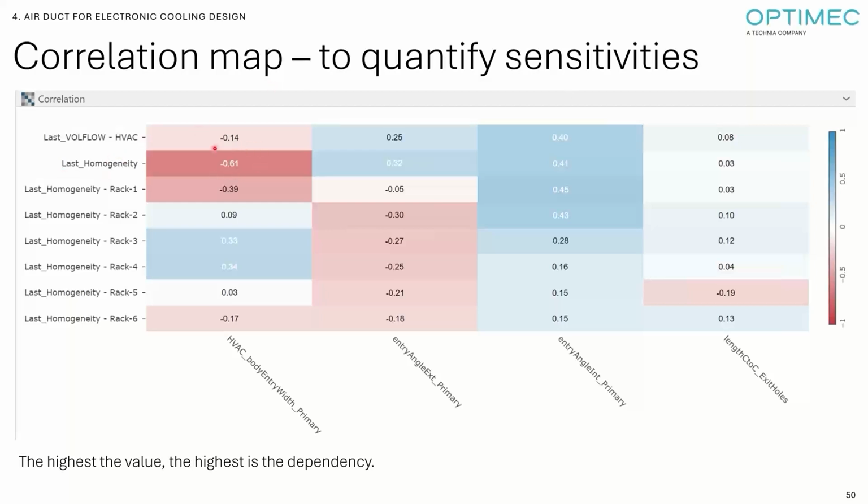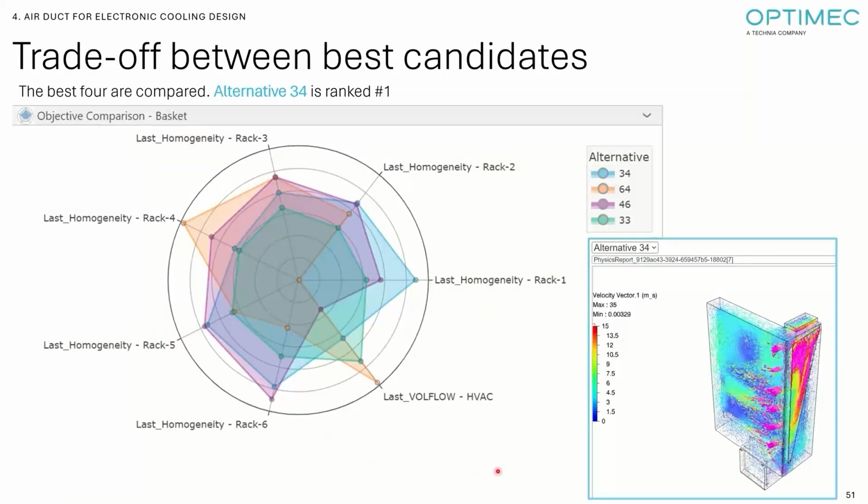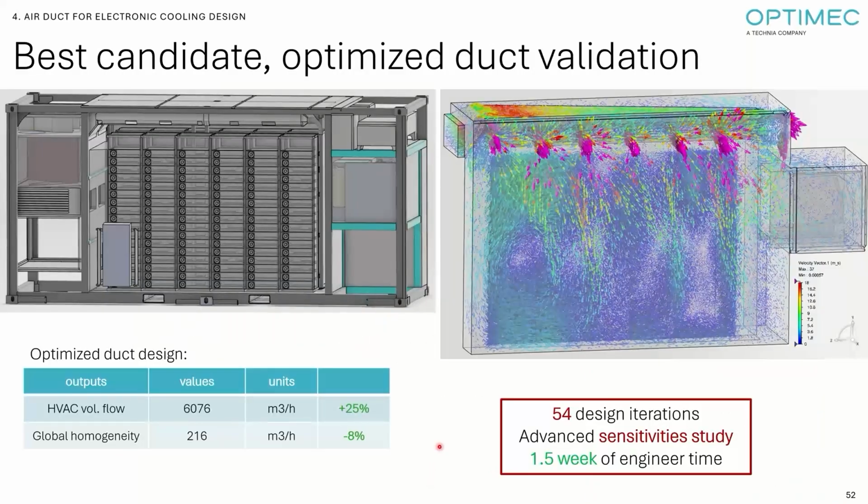We learned also that the homogeneity of the air was mostly driven by the width of the entry of the V-duct. So you learn, not only do you find the best design, but you learn a lot about the sensitivity once again. Finally, you can select a few of them as your best designs and do a trade-off study to find the best design. And finally, we compare with the concept and we managed to increase the volume flow by 25% while improving the flow distribution by 10%, 8% exactly.